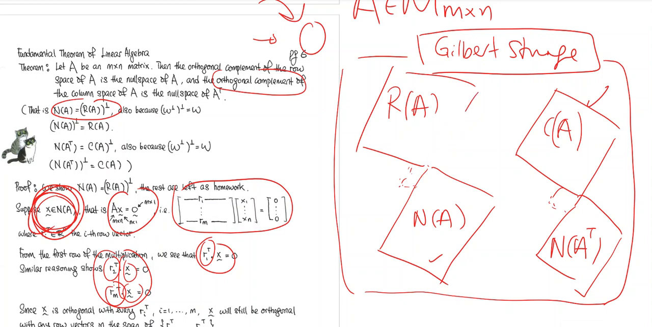Another way to state this theorem is that the row space of A and the null space of A are orthogonal complements of each other. If you take this perp, it will equal this. If you take this perp, it will equal that. And the column space of A and the null space of A transpose are also orthogonal complements of each other. If you take C(A) perp, it will equal N(A transpose). If you take N(A transpose) perp, it will equal C(A).